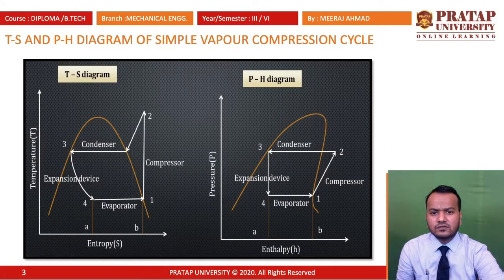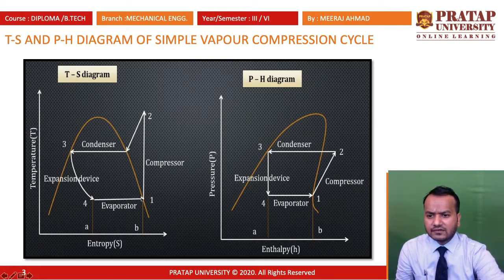Now we go to the TS diagram or PS diagram of the VC cycle. We already saw the cycle, how the refrigerant moves from the compressor, then condenser, the expansion valve, then evaporator. Now we look at the TS diagram and PS diagram to see how the refrigerant behaves. First we look at the TS diagram.